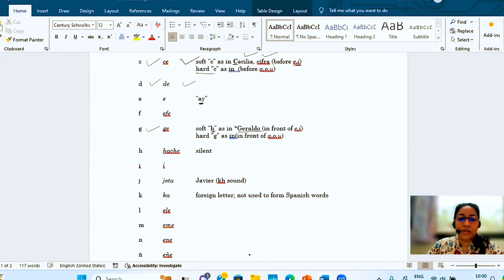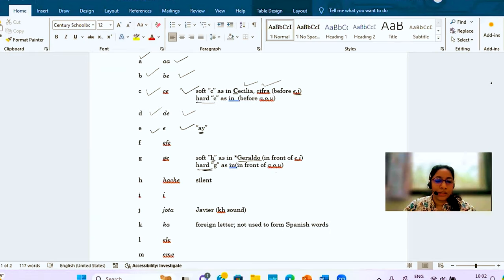Whereas when G comes with A, O or U, again, the sound is pretty focused, pretty hard. Let's look at one word. Now that we're done with E, let's look at F.